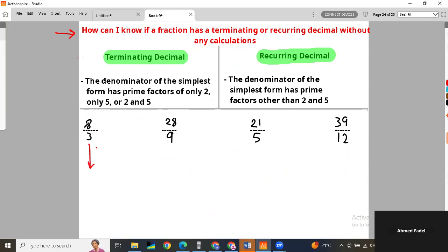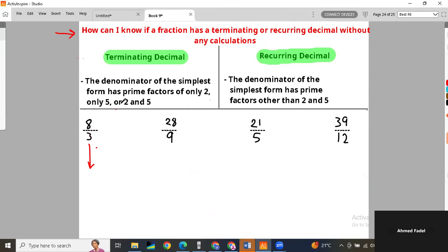Look at this. What is the denominator? Is this first in the simplest form or not? That's the first thing that I need to check. Yes, it's in the simplest form. I cannot simplify more than that. I can divide the 8 by 2. I can divide the 3 by 3. Yes, but I need a number that I can divide both of them by. There is nothing that I can divide both of them by. So it is already in the simplest form.